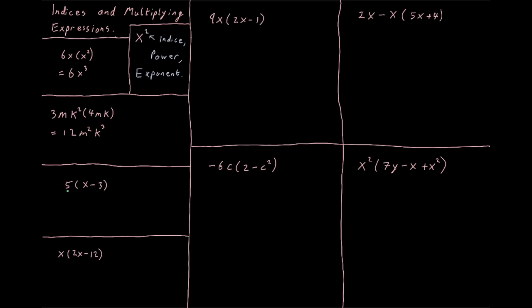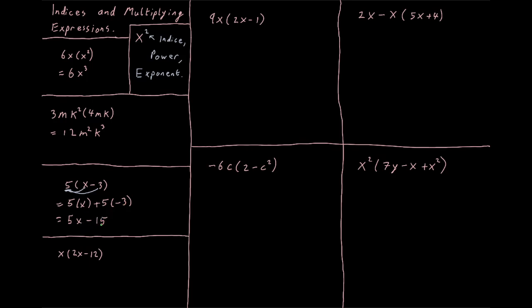So I'm going to take that and I'm going to say I have 5 of my first thing and 5 of my second thing. I have 5 of this bracket in total, so I'd have 5 x's in total and 5 minus 3's in total. So I'd have 5 x's plus 5 minus 3's. And that would give me in total 5x, and plus by minus is minus, 5 by 3 is 15.